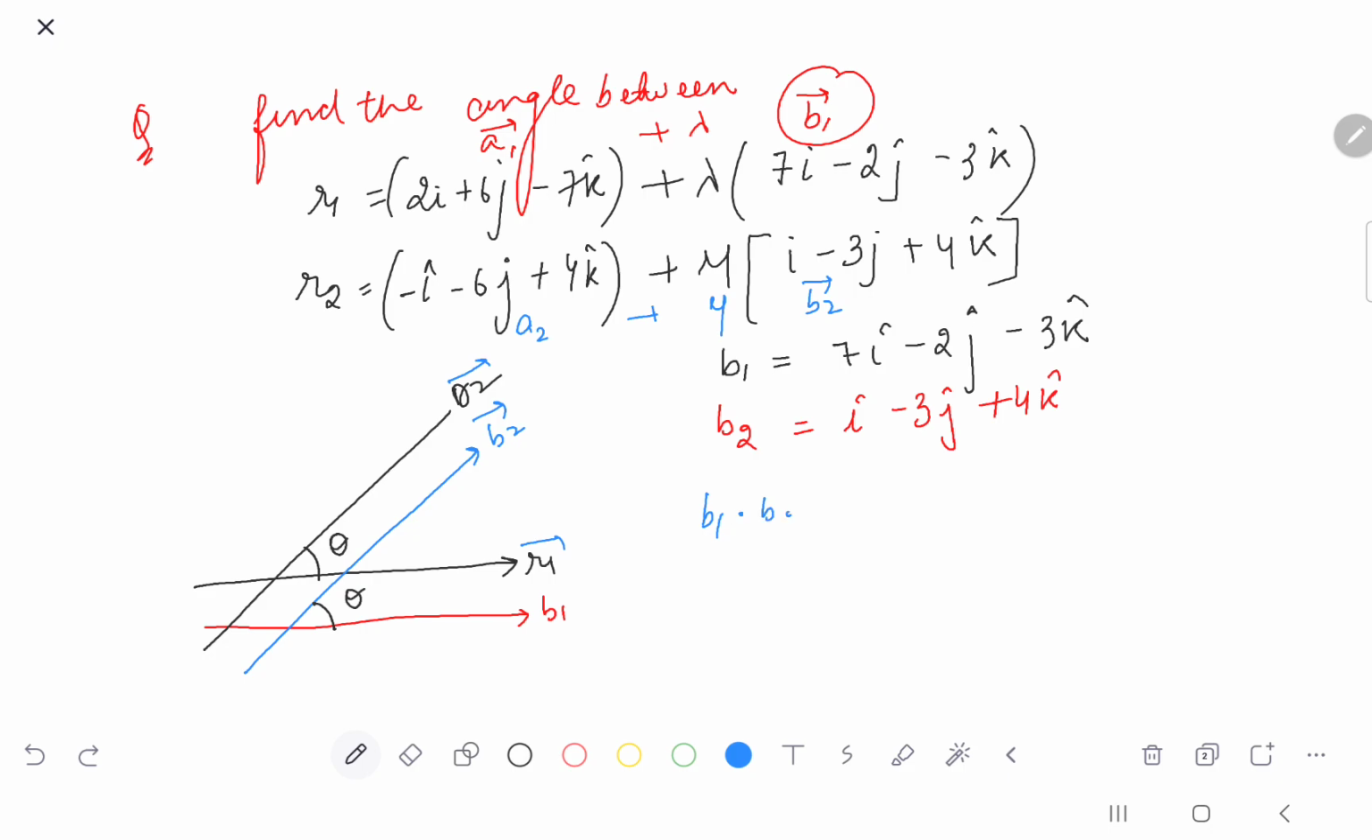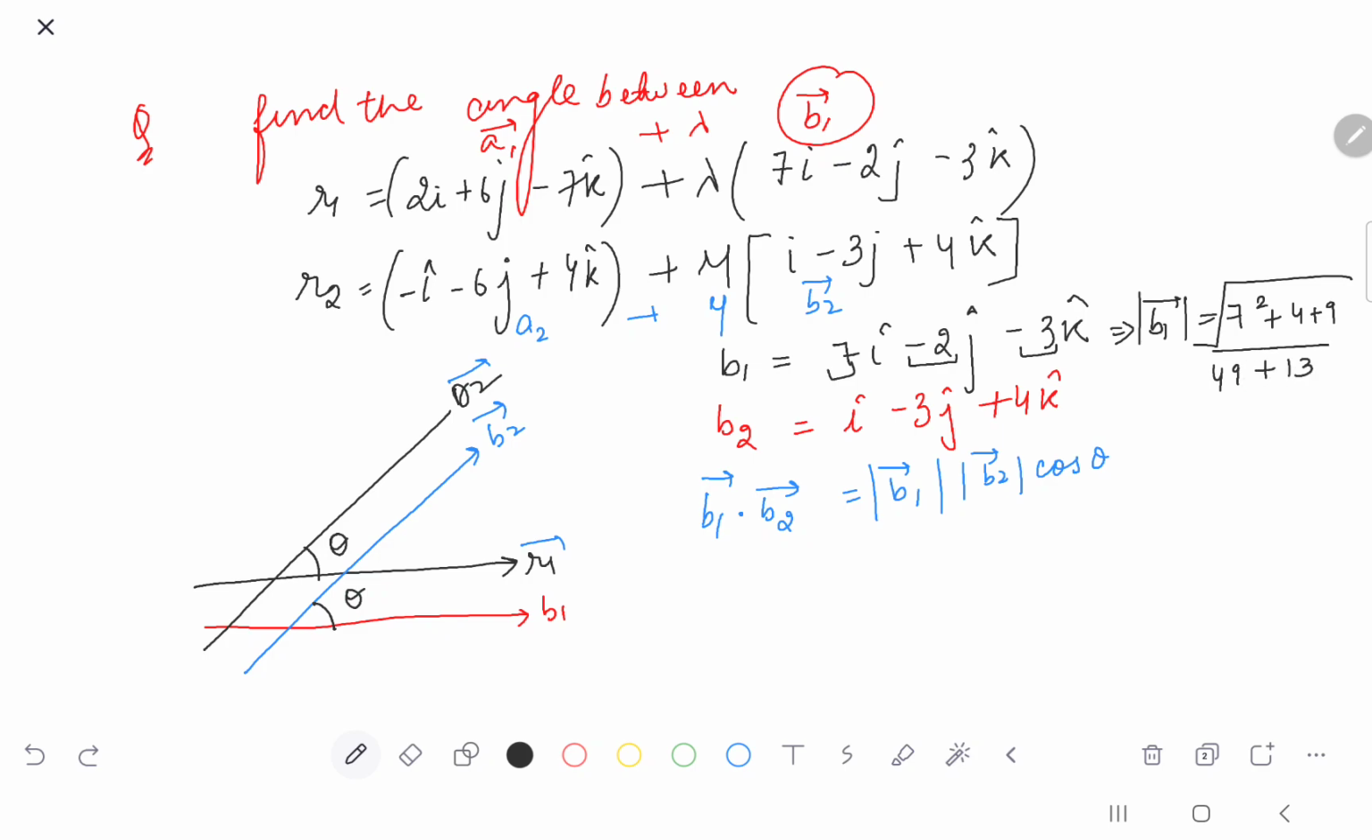And thereby B1 dot B2 shall be B1 magnitude, B2 magnitude, cos theta. So right in front of it, just calculate B1 magnitude. That shall be 7 square plus minus 2 square plus minus 3 square, which is 49 plus 4 plus 9, so it shall be root 62. Calculate the B2 mod, it shall be 1 plus 9 plus 16, so it shall become root 26.